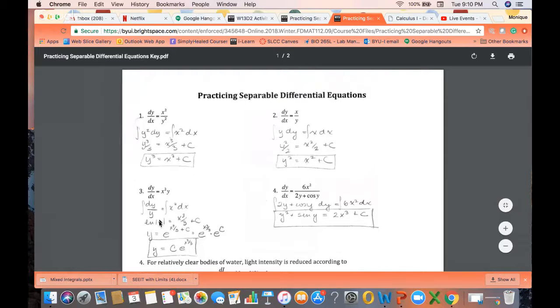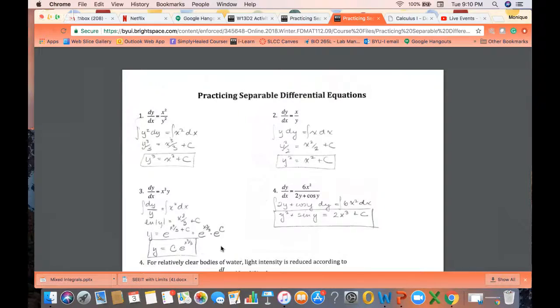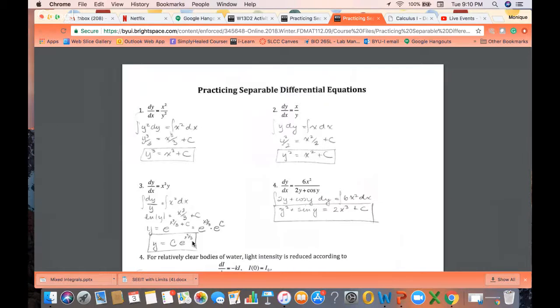What did you get for number 3? So I got y, but I did e to the x cubed over 3 and then times... Okay. I'm not really able to see what that says. It's just the exponent on the e. I'm just wanting to make sure that I got that. It's 3 over 3. Okay. Because it's x squared and then you integrate it.